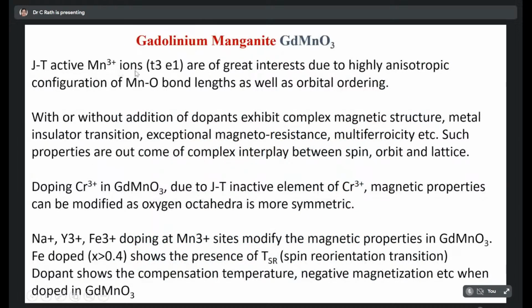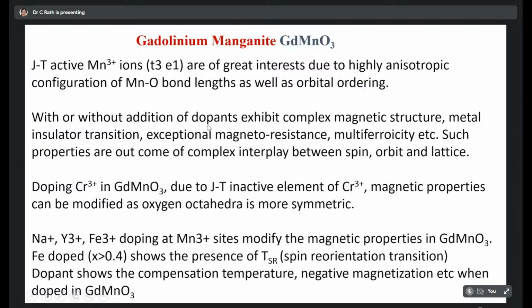The Jahn-Teller active manganese 3+ ions, which will have a t2g3 eg1 state like octahedral degeneracy, are of great interest due to the highly anisotropic configuration of Mn-O bond lengths as well as orbital ordering.